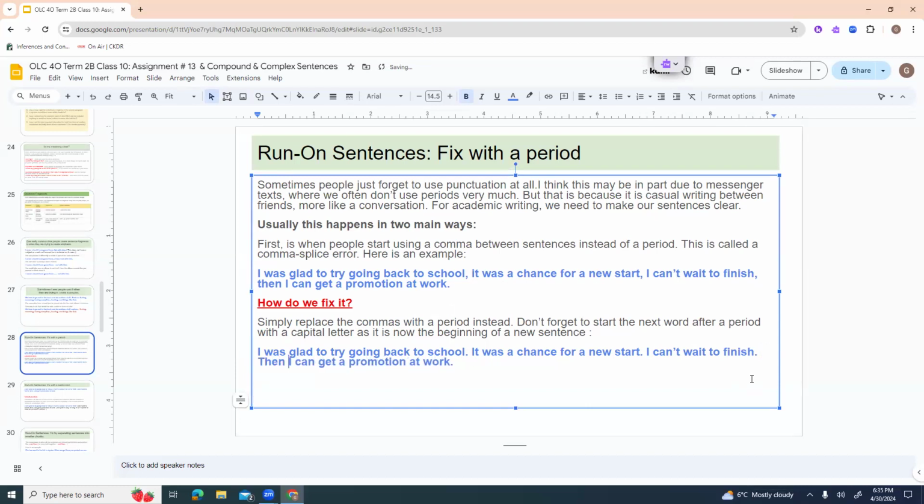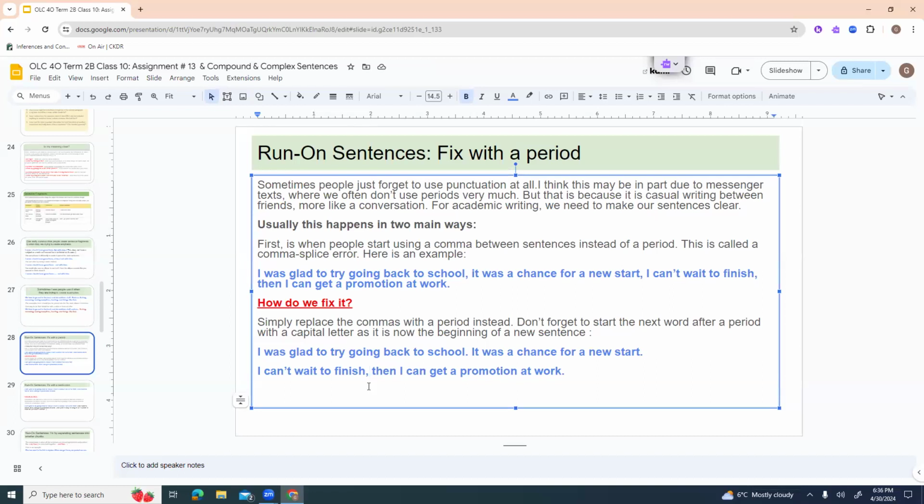Okay. So I was saying we could make it all into complete sentences, but if you look at that, there's a problem there. "Then I can get a promotion at work." Then after what, right? It's a sequencing word that's meant to be joining. So I kind of have to join it to the part in front. I'm going to bring it down to show you: "I can't wait to finish, then I can get a promotion at work." So that one has to be joined with a comma, right?